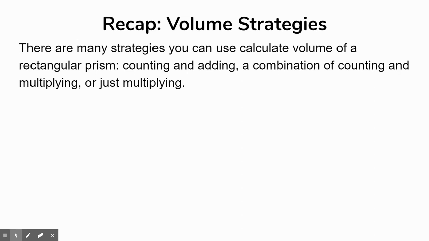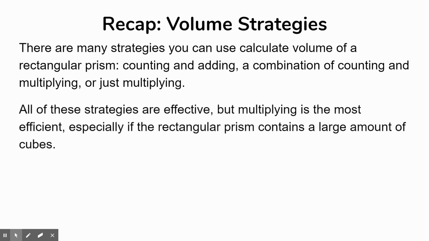First of all, there are many different strategies that you can use to calculate the volume of a rectangular prism. There's counting and adding. There's a combination of counting and multiplying, or you can just multiply. All of these strategies are effective, but multiplying is the most efficient, especially if the rectangular prism contains a large amount of cubes. Again, I'm not saying there's anything wrong with counting, but if you have a lot of cubes to count, it's very easy to make a mistake. So the better you are at multiplying, the easier volume will be for you because you're going to find that strategy to be the quickest.